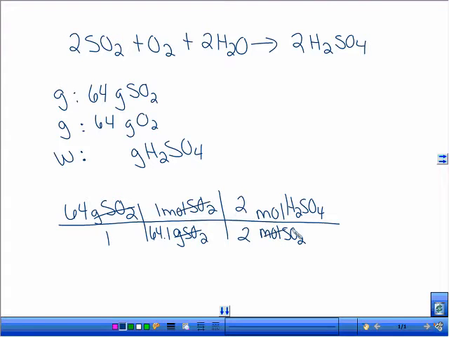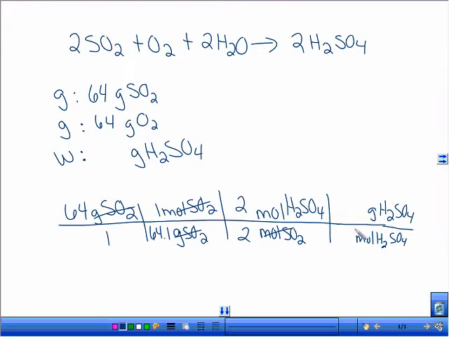If I stop right there, I'm going to have the moles of sulfuric acid, but I'm going to take them all the way to grams. So we're going to bring mole down, and you're going to the grams of sulfuric acid.